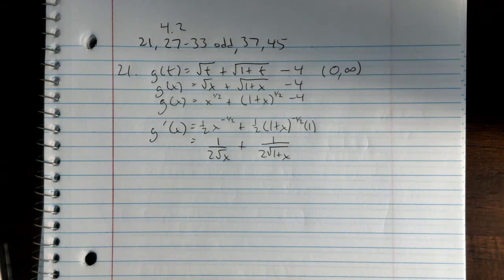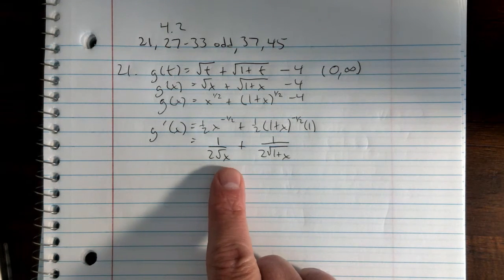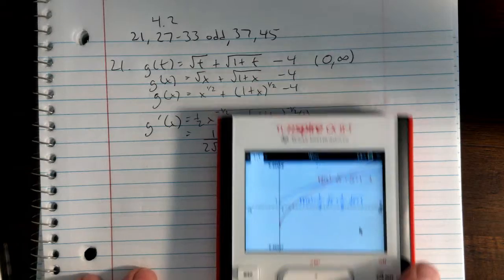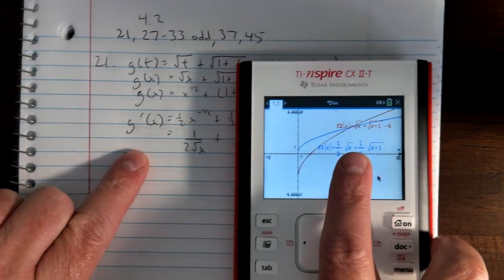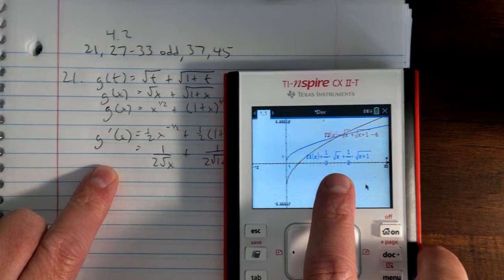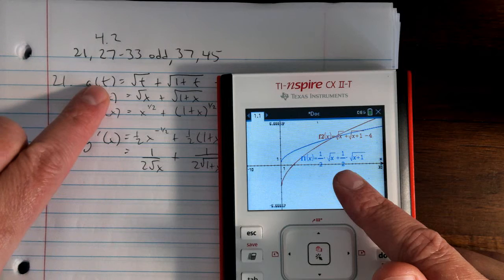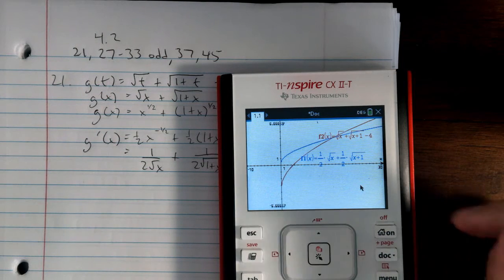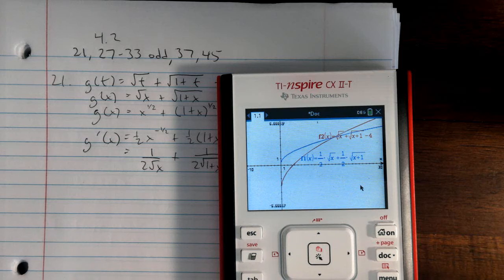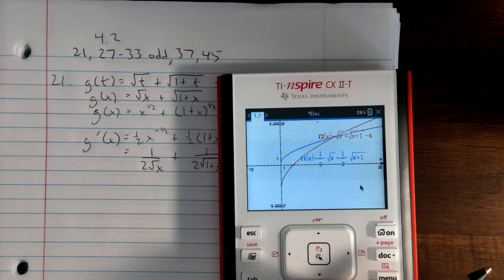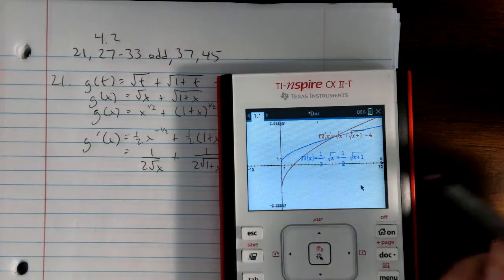Okay, so continuing with this, you have 1 over 2 square root of x plus 1 over 2 square root of 1 plus x. So what I just did was on my calculator I graphed the derivative, which is the blue one, and I also graphed the original, which is the red one. And so in both cases what you see is that the graph is increasing because on the right side it's up.